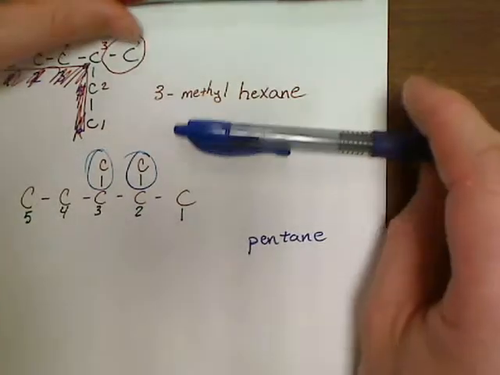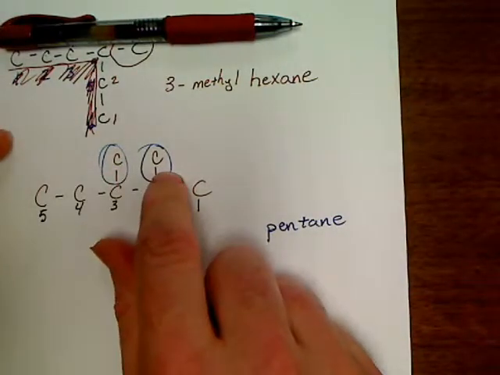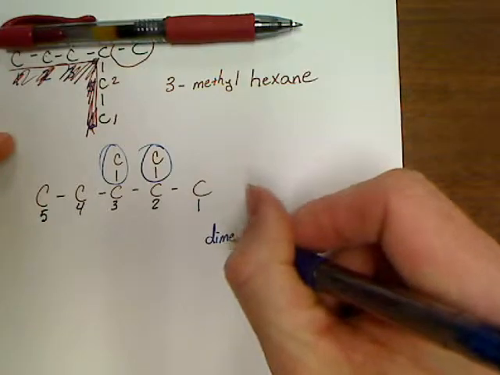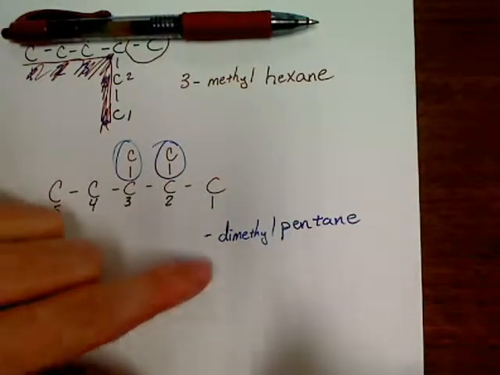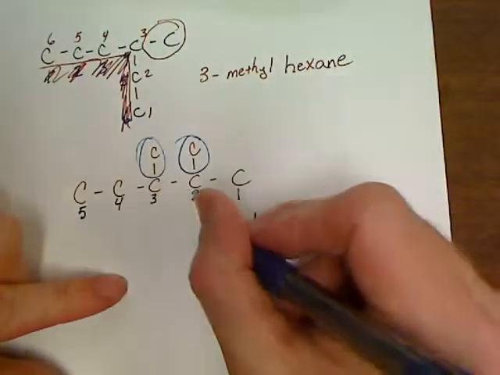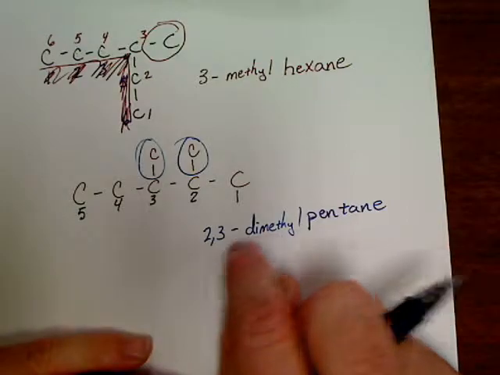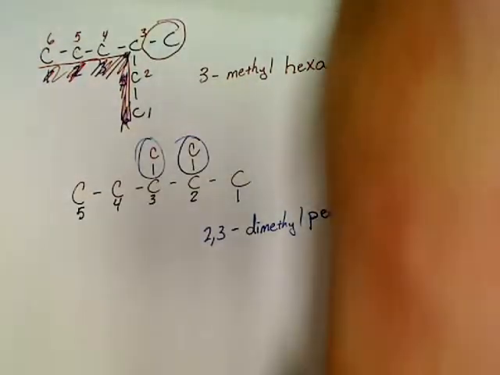So now what we can end up going back and doing is do this. I've got two methyls. What do you think I'm going to write? Well, I'm going to write the word dimethyl, and since I've got two of them, I'm going to write 2, 3. I've got two methyls, one off the second and one off the third. That's all I have to do.